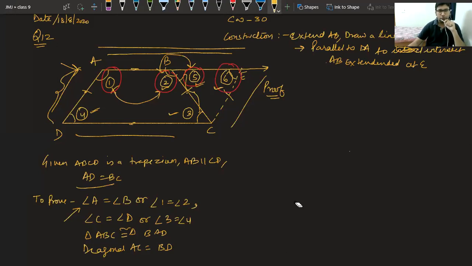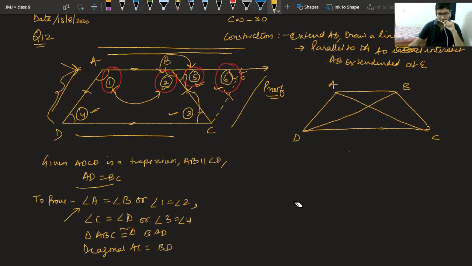We have to prove triangle ABC, that is this triangle, is congruent to triangle BAD. So tell me the first thing that you have got. Class, please tell me the first thing. First thing is AB equal to AB, common.